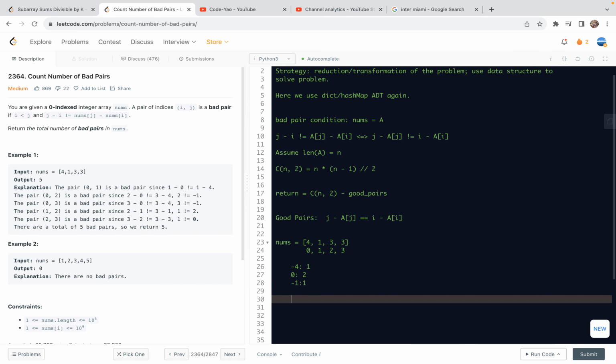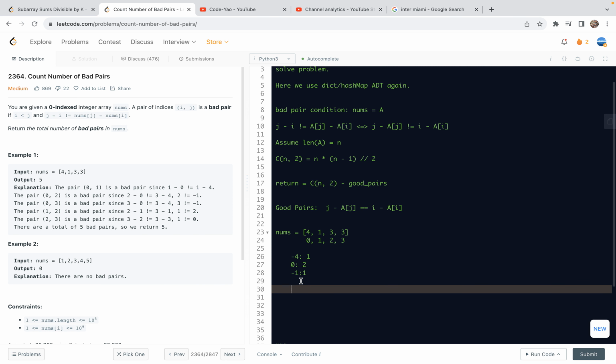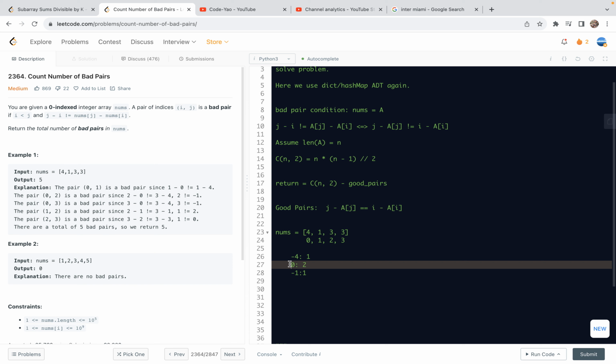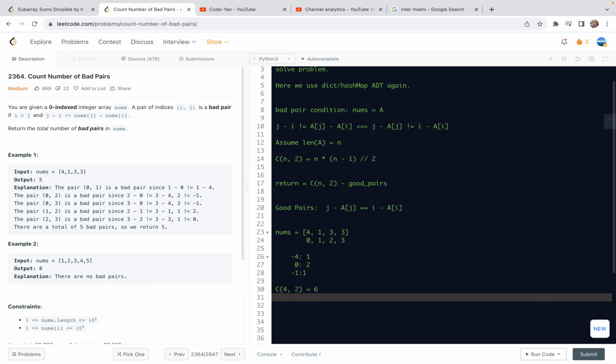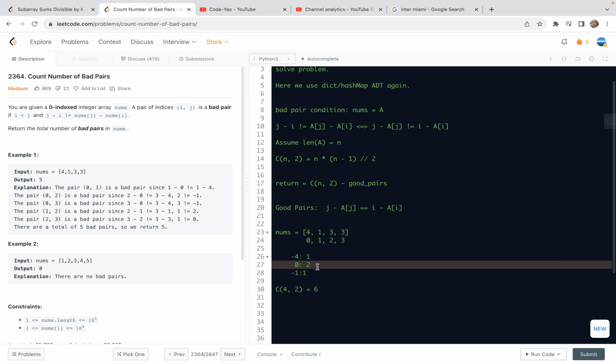So this is the store or dictionary information, and then the total number of pairs is choose 2 out of 4. That is 6, right? And then the good pairs. Because we have this is greater than 1, then we have 2, right? 2 is corresponding to 2 indices.